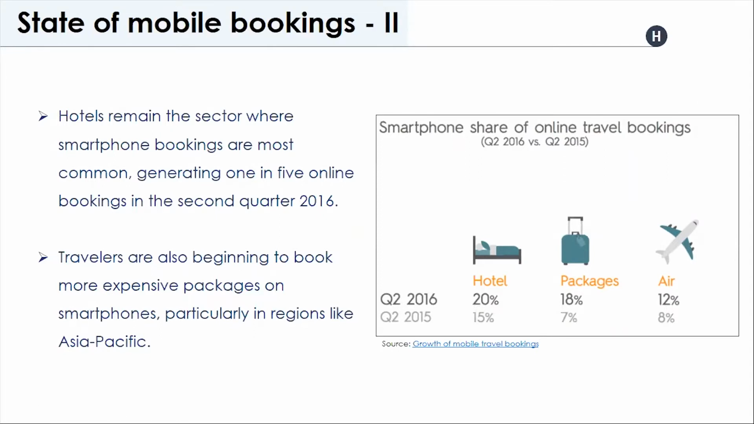Earlier it was, they were only willing to make smaller payments. People were having issues with credit card or making payment through credit card. All this is changing, and the online booking on mobiles is increasing.